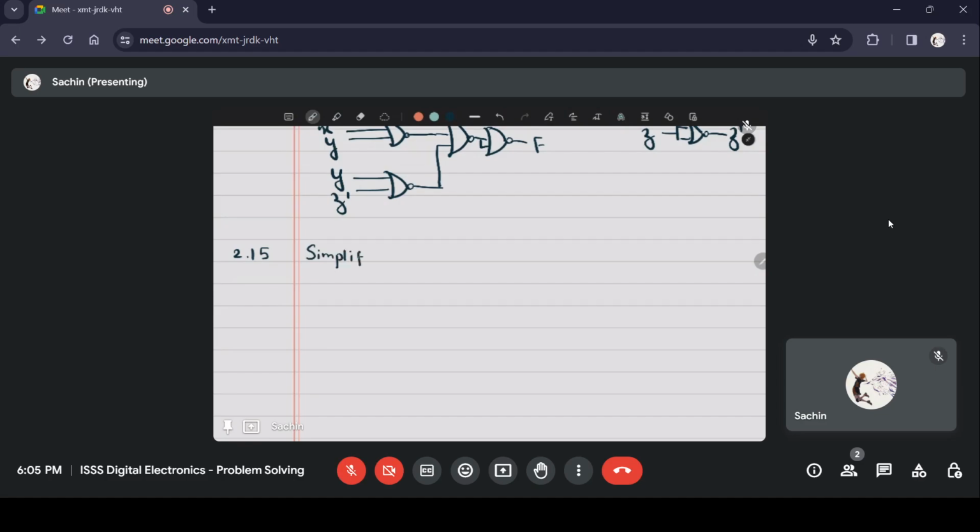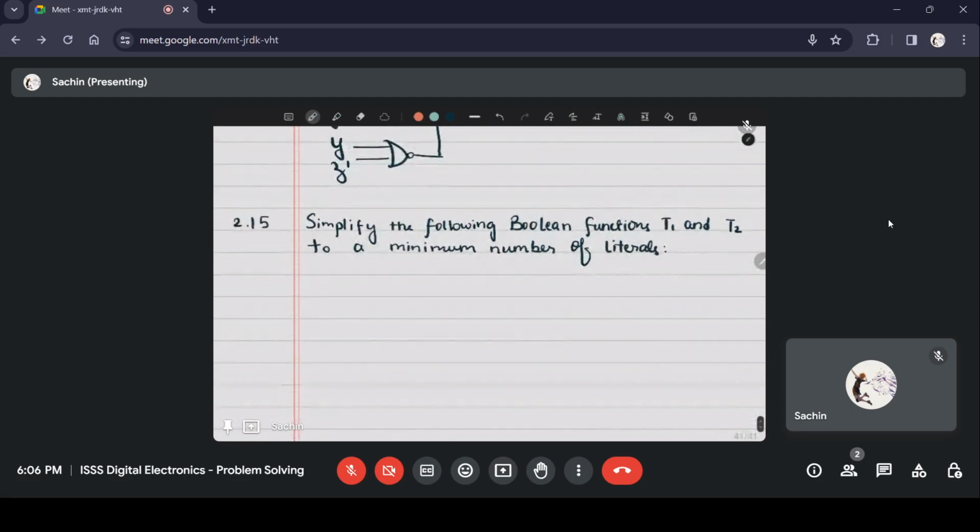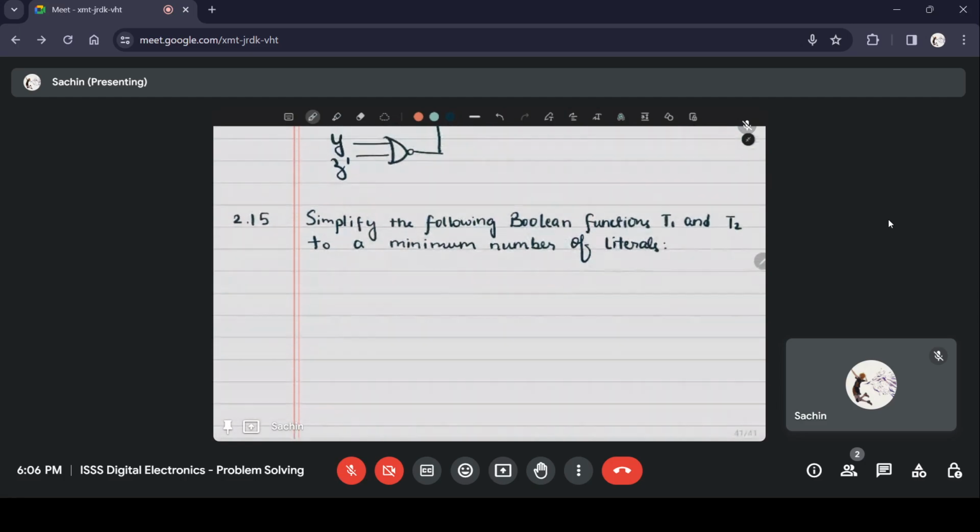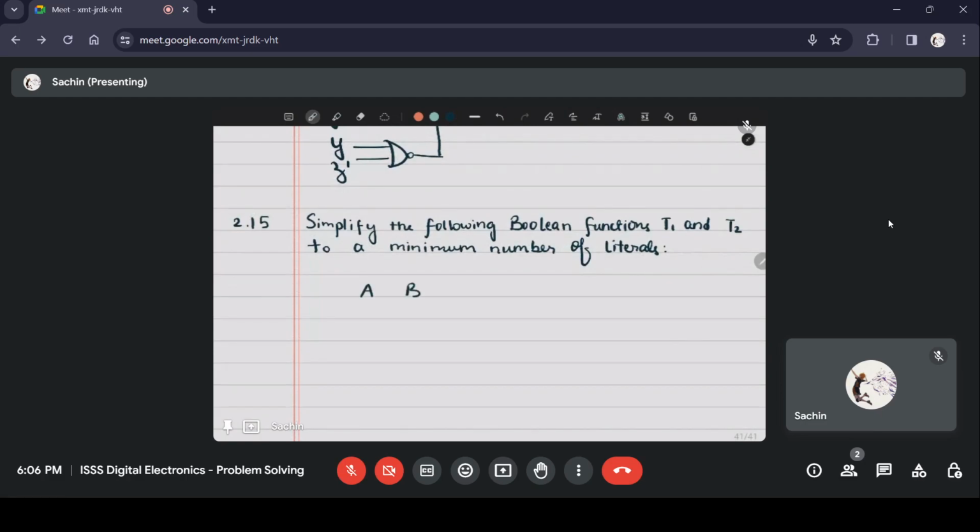Simplify the following Boolean functions T1 and T2 to a minimum number of literals. That's the question. And the functions are given via a truth table.